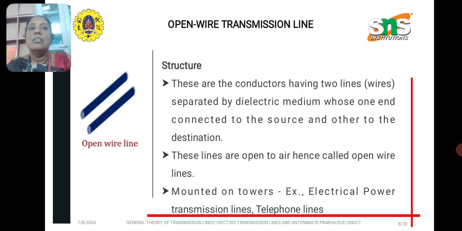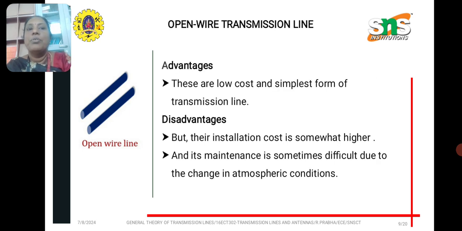Let us see the first type of transmission line, the open wire transmission line. Its structure, according to the name, consists of two lines or wires separated by a dielectric medium, usually air. One end is connected to the source and the other end is connected to the destination, and they are always mounted on towers. Examples: electrical power transmission lines, telephone lines.